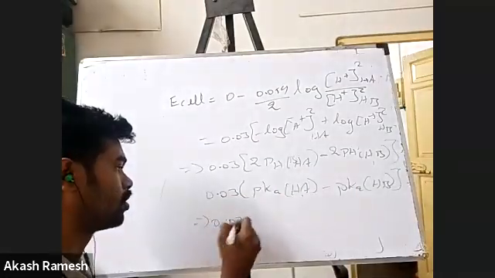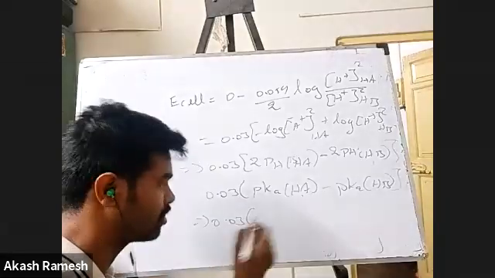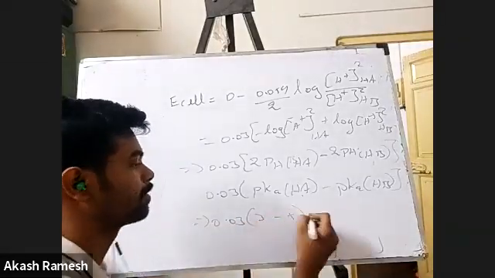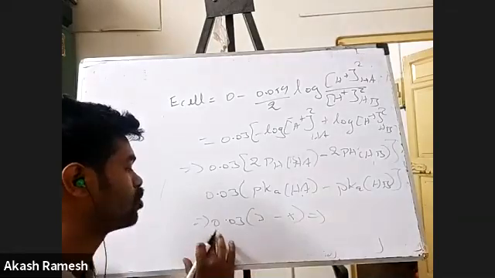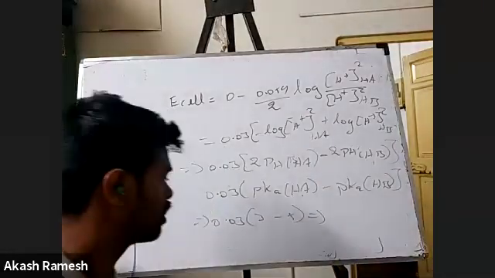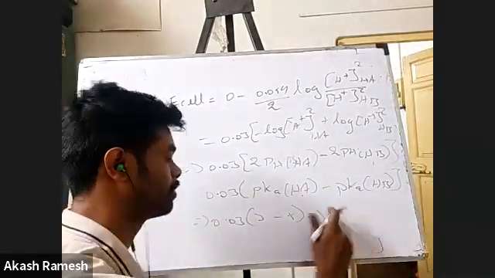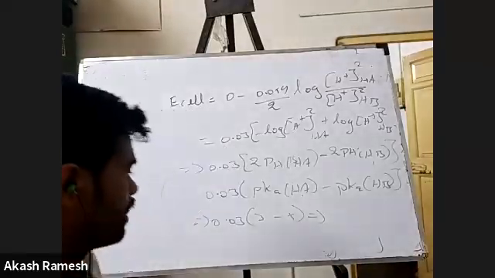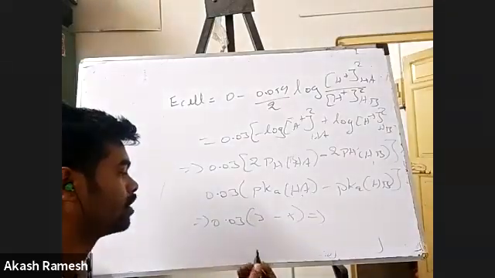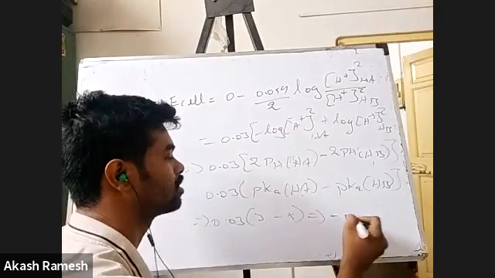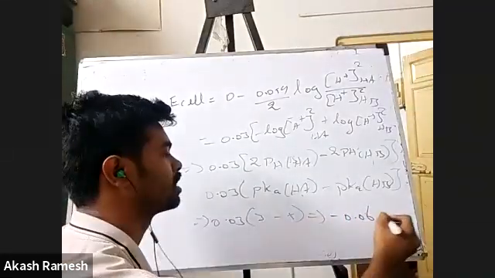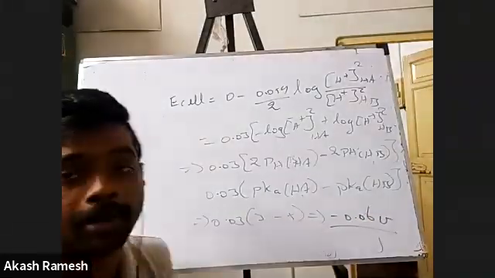So 0.03 into pKa of HA is 3 minus 5, which will become minus 2. So 2 into minus 0.03 will become minus 0.06 volts. This would have been the answer.